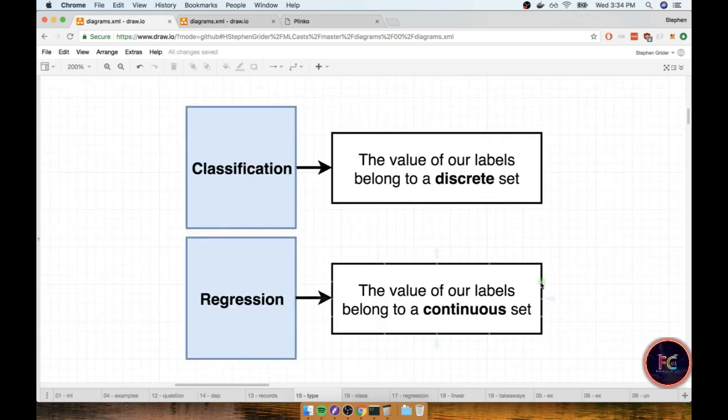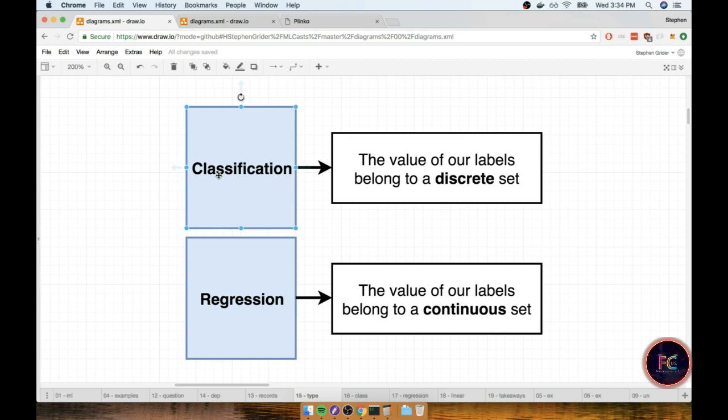All right, here we go. These are two common types of output that we might try to predict. The first is classification, second is regression. There are other types of outputs or other types of algorithms out there as well, but for the most part in this course in particular, we're going to be focusing on classification and regression.